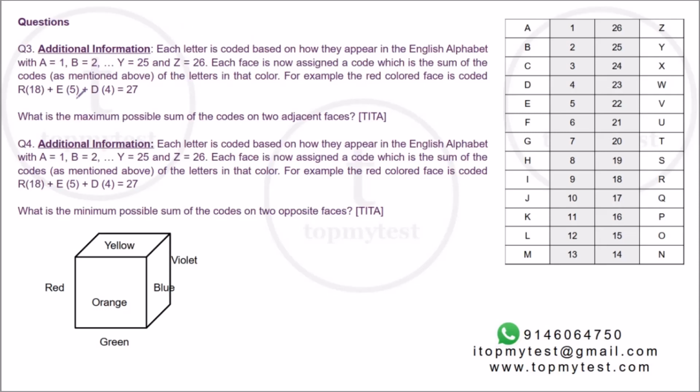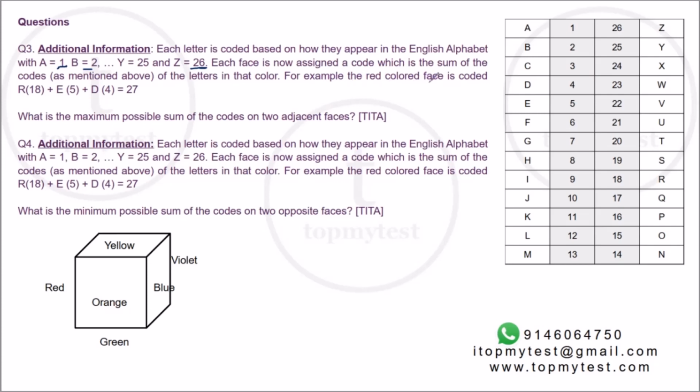So for question 3 and 4, we have some additional information. It says each letter is coded based on how they appear in the English alphabet. A is equal to 1, B is equal to 2, so on till Z is equal to 26. Right. So this is a table which we ask you to draw before the start of every session. I mean, the link is available in the description where how to attempt a mock in the LRDI section. We actually have told you this, right? So basically, if you draw this table, then the question is not very difficult to solve.